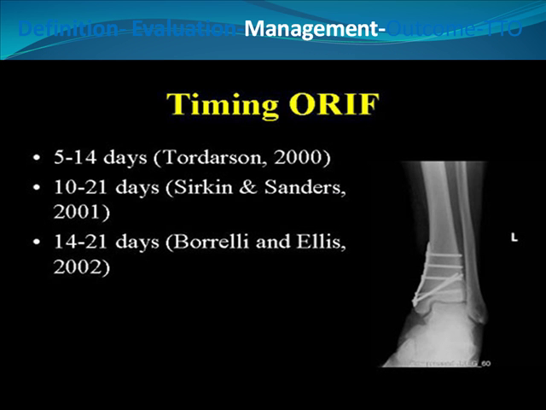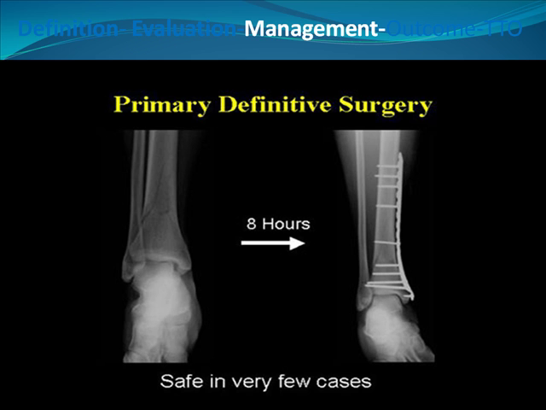Timing of open reduction and fixation, again different people got it at different times. Tornetta got it 5 to 14 days, Sanders got it 10 to 21 days, and Pauli and Ellis got it 14 to 21 days. The whole idea is that once you are satisfied with the soft tissue, probably it is the right time. In very few cases in which there's minimal soft tissue damage, probably you could fix it primarily. But I believe this would apply for very few cases, at least in my experience.